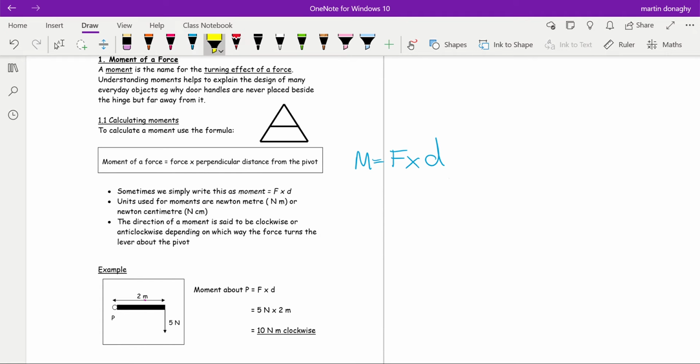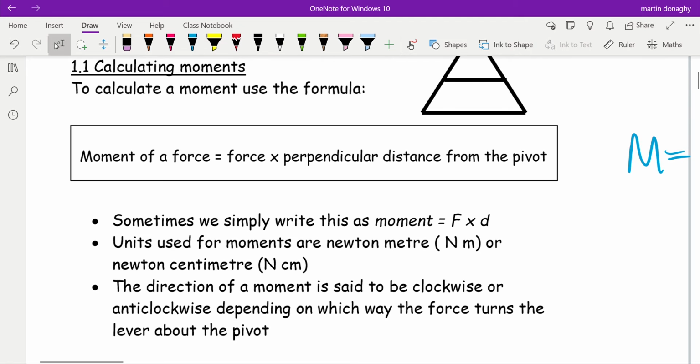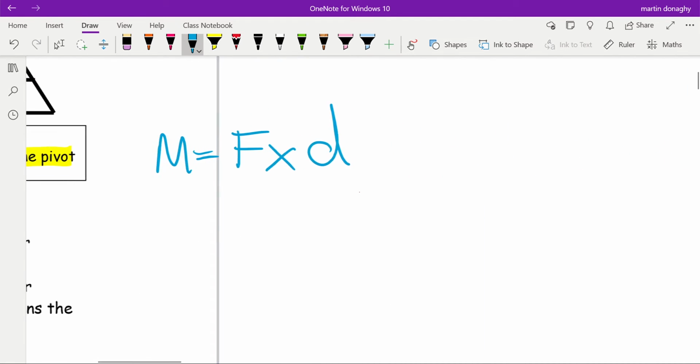However, we have to learn this slightly differently in year 11 for GCSE. So the moment of a force is force times distance, but a very particular distance. And it's this bit that people tend to leave out when they're asked to write down an equation in an exam. So it has to be the perpendicular distance from the pivot. What do we mean by that?